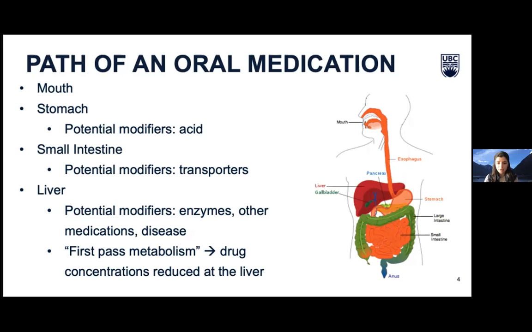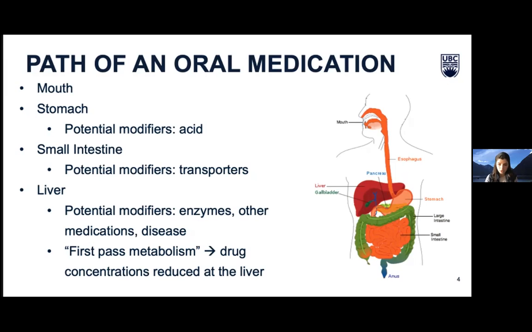You may have heard of the term first pass metabolism. This is when a drug will be metabolized at the liver, often to concentrations much lower than was ingested. Once the drug has been metabolized, it's essentially been transformed into something completely different and usually is inactive at that point. So this is a big reason why oral medications are often given in much larger doses than, for example, intravenous medications, since they know that there will be a significant concentration that is lost at that point. And so you need to compensate for that by giving more medication.